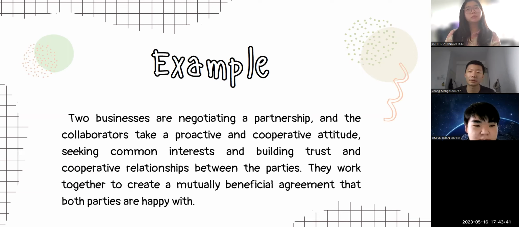For example, two businesses are negotiating a partnership and the collaborators take a proactive and cooperative attitude, seeking common interests and building trust and cooperative relationships between the parties. They work together to create a mutually beneficial agreement that both parties are happy with.